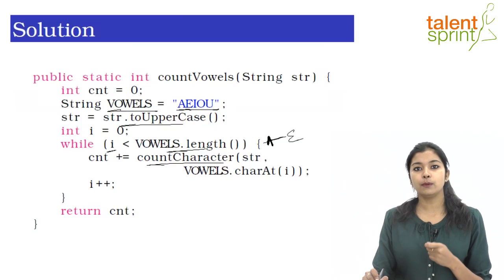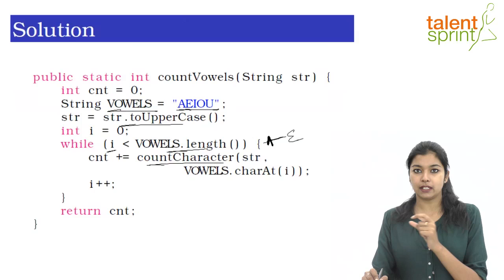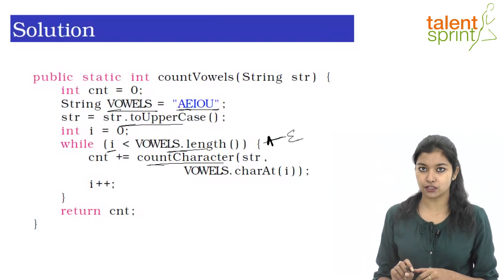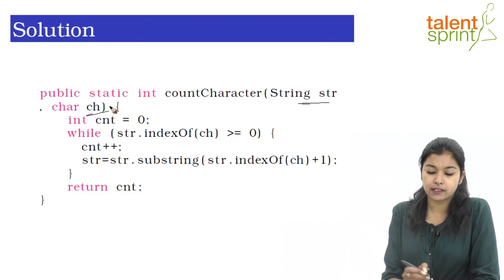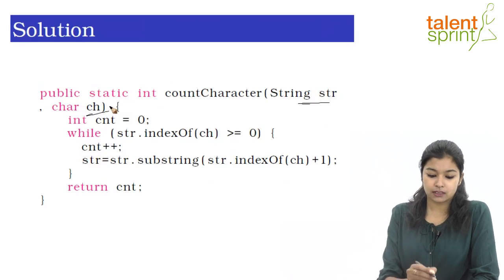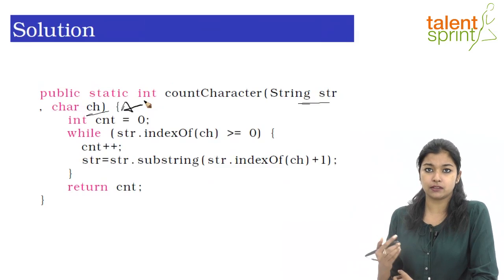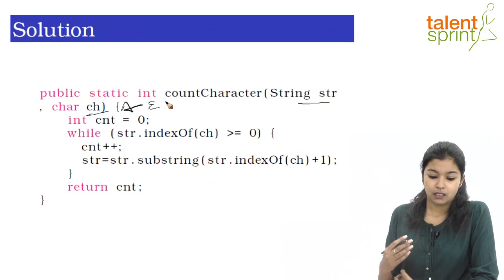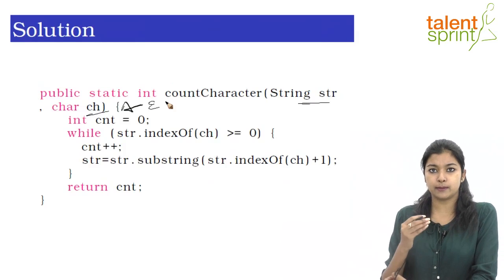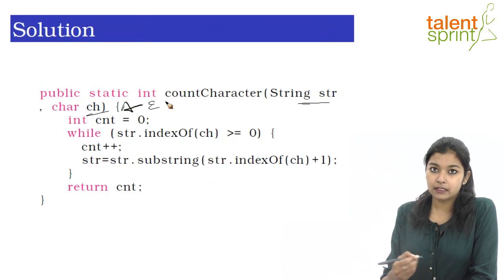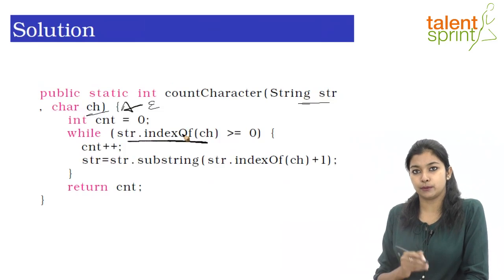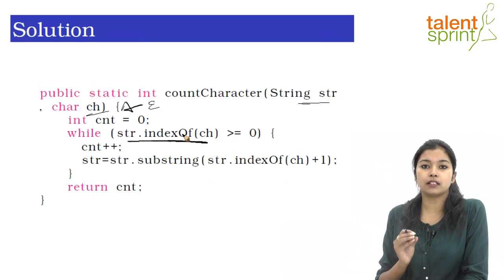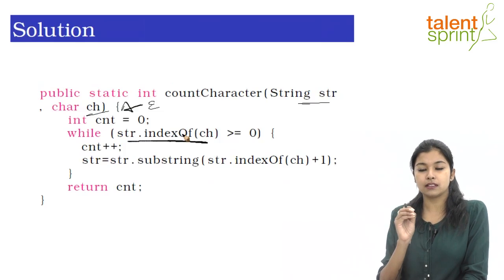Now let me show you how we are counting each vowel in this string in our countCharacter function. Here in our countCharacter function, we are passing the string as well as the character. Like in our first iteration, this character value would be A. In the next iteration, this character value would be E. Now we have assigned 0 to the variable count that will hold the count. And then we are checking if string.indexOf(character) is greater than or equal to 0. What indexOf does is it returns the first index where the character is occurring.